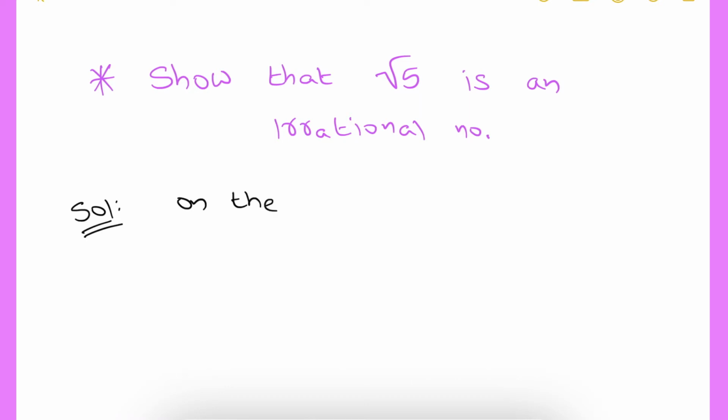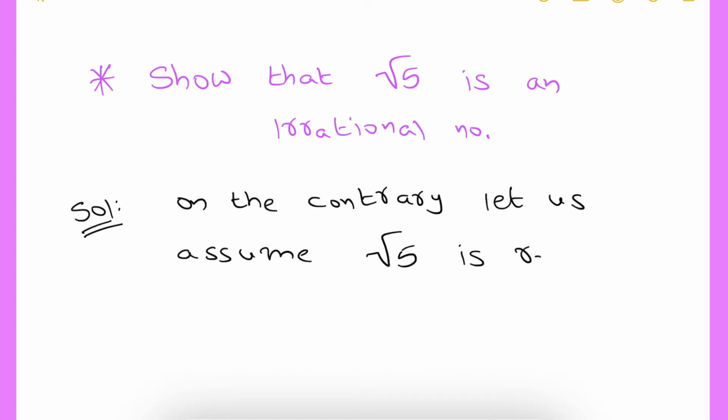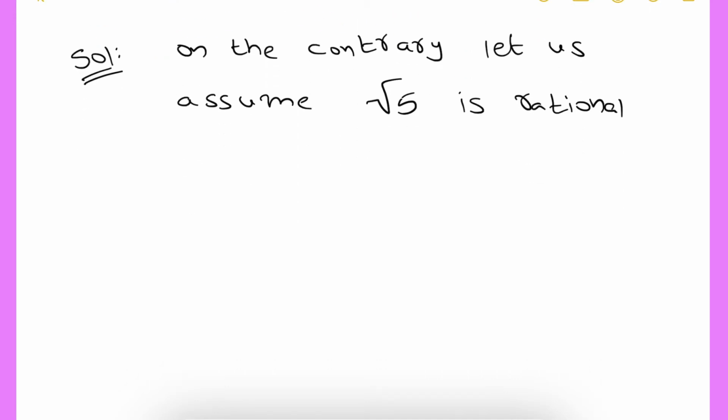On the contrary, let us assume root 5 is rational. So we are just assuming that root 5 is a rational number. Now if root 5 is a rational number, definitely we can write that in the form of p by q. So I will write here, root 5 is equal to p by q.